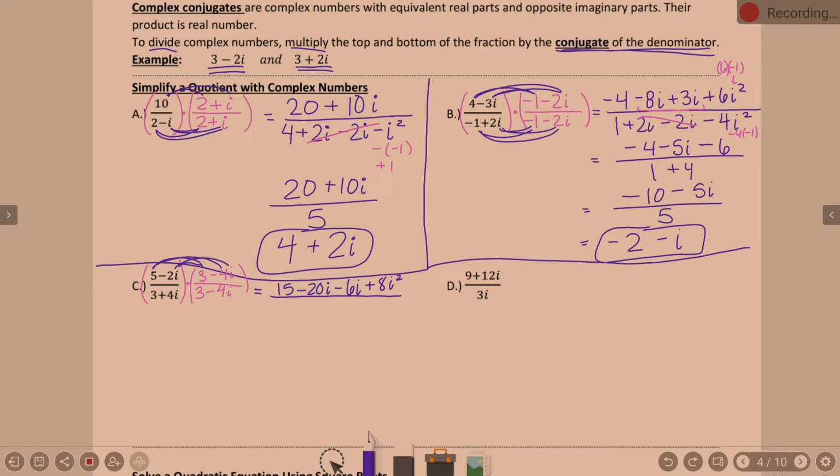Okay, denominator. I'm just going to FOIL. If you want to take shortcuts because you see something that's going to happen, more power to you. 3 times 3 is 9. 3 times minus 4i is minus 12i. 4i times 3 is plus 12i. 4i times negative 4i.